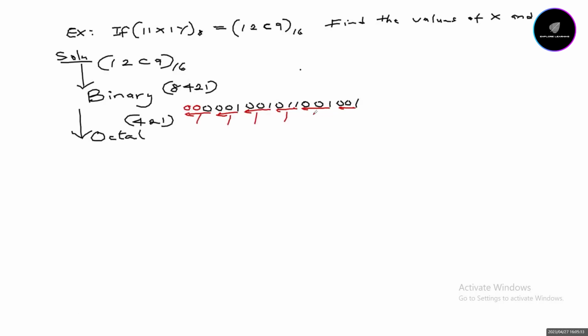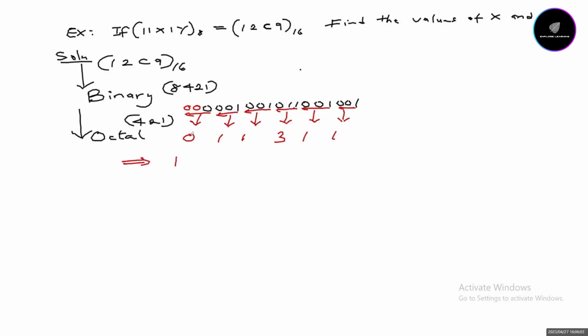All right, so let's see what are the equivalents of these binaries in octal number system. 000 is going to give us 0. 001 is going to give us 1. 001 gives us 1. 011 is going to give us 3. 001 is going to give us 1. 001 is going to give us 1.